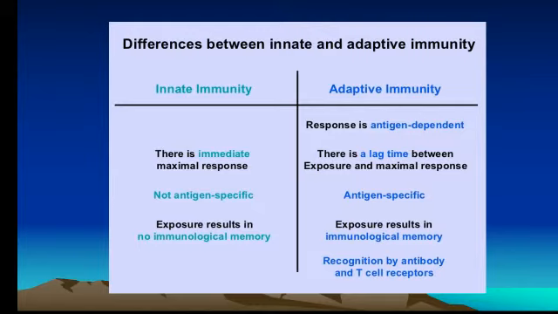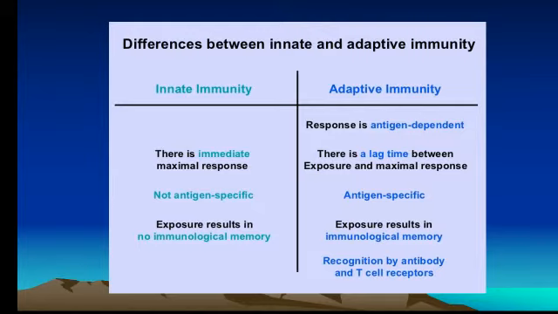There is no antigen specificity, and the exposure results in no immunological memory. But when it comes to adaptive immunity, the response is antigen dependent. So it's different: the innate immunity has an immediate maximal response that is non-antigen specific, while the adaptive immunity responds in an antigen-dependent way, not like the innate immunity, which is not antigen dependent or antigen specific.